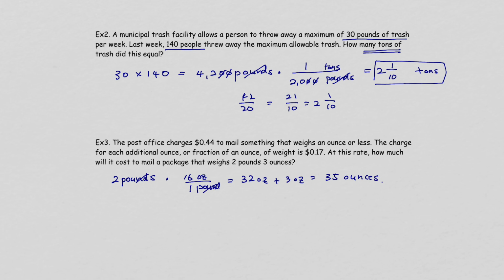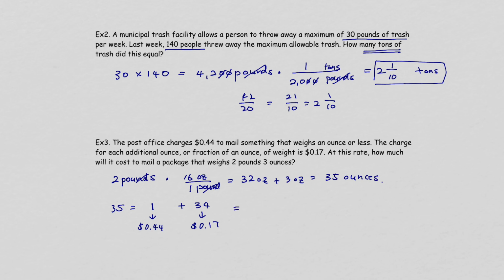And then out of that 35, the first ounce, they're asking to pay 44 cents. The rest of them, so if you take 1 out from 35, it will be 34. They're going to charge 17 cents.